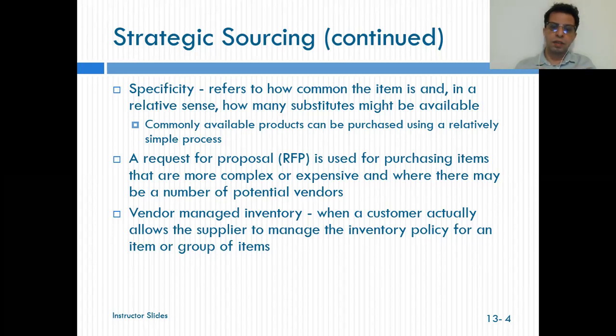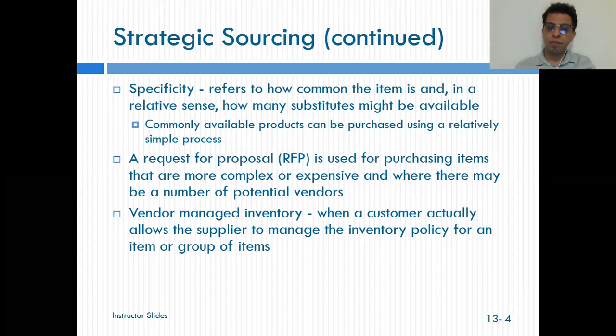On the other hand, a request for a proposal or RFP is used for purchasing items that are more complex or expensive and where there might be a number of potential vendors. One step ahead of an RFP is something called an RFI, if it's a more complex product, which is a request for information. Once you don't have enough information, you publish an RFI, then you derive an RFP from it.